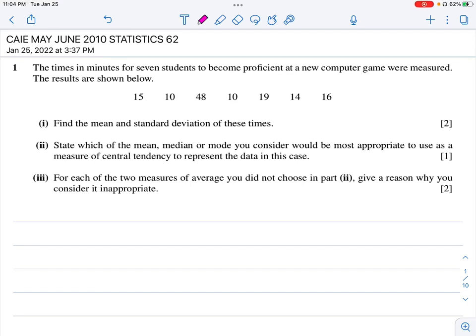Welcome, this is CIE 9709, paper 62 of statistics, May June 2010. There are 7 questions which I'll try to solve.